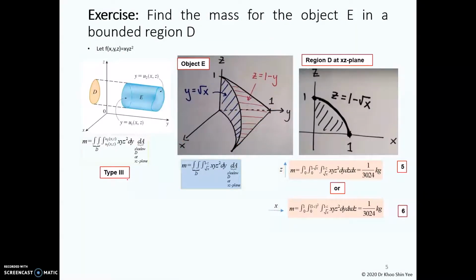In this example, we are going to use the type 3 triple integral to solve the previous problem, which is to find the mass for this object with the density function equal to x, y, z squared. In this method, you need to integrate with respect to y first. So you need to find the y limit. If you move from the y direction, then you will meet this curve.